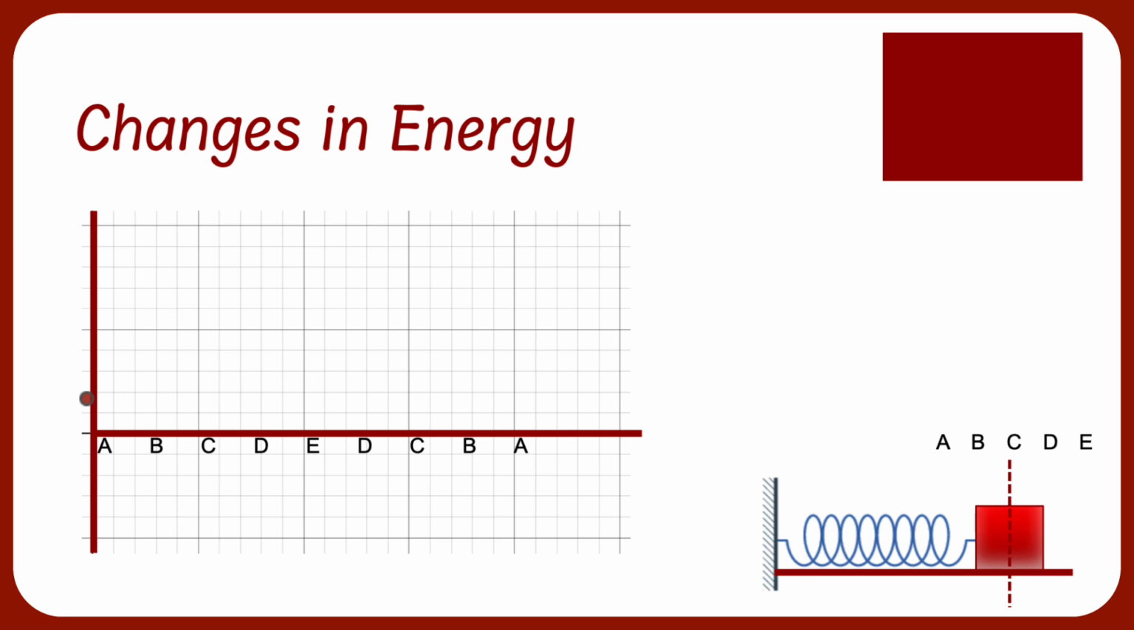So let's put this as a graph. I'm going to put energy on the Y. I'll put time here on the X. Now, I've labeled it here, start at A. So it's compressed. I'm going to have no kinetic energy. So let me do kinetic energy in this color first. Here's my legend. I'm going to have none here.